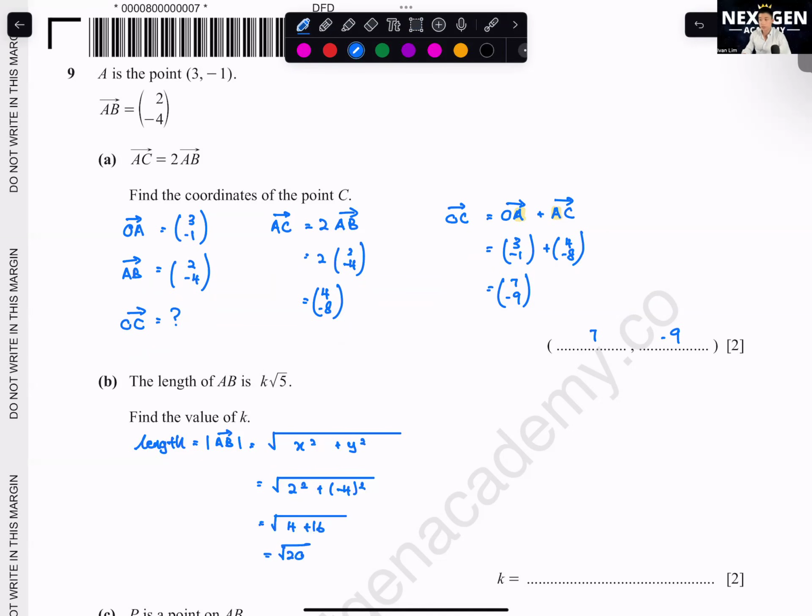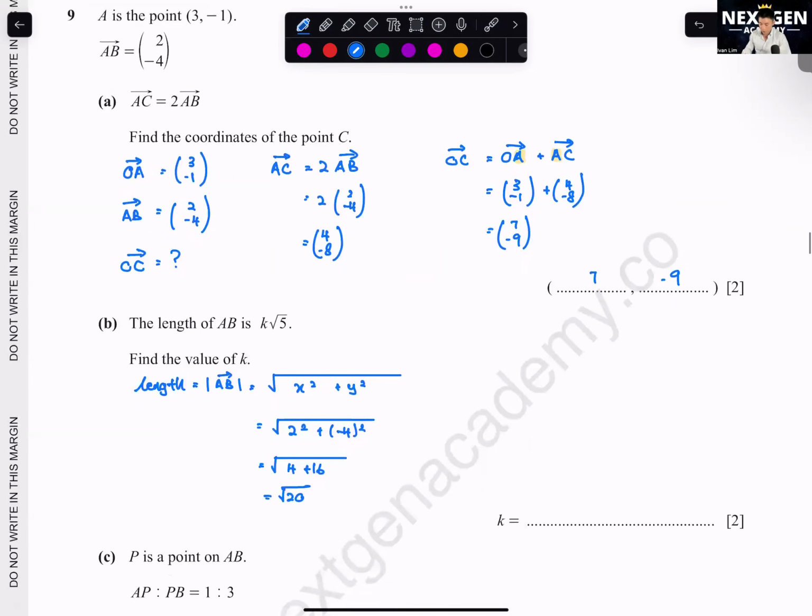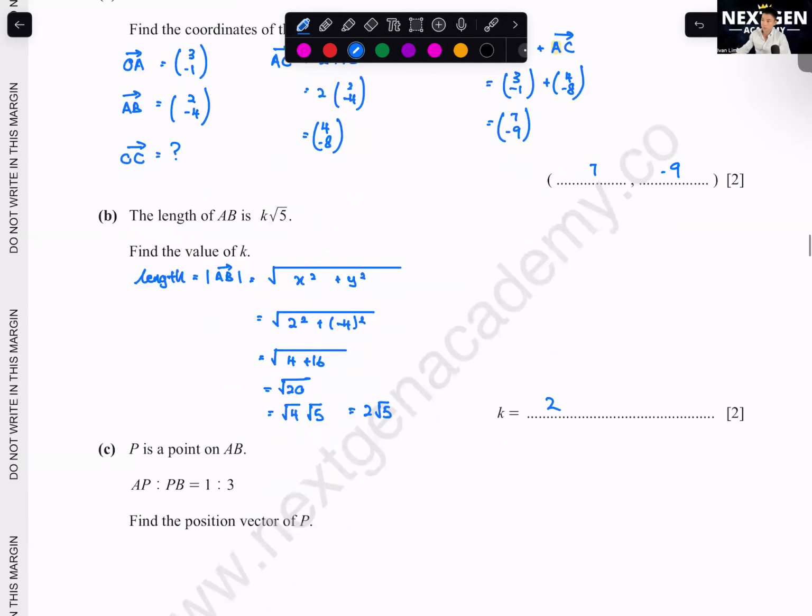For surds, we need to know how to simplify it. We have to check whether inside the value there is a square factor or not. This one can be written as root 4 times root 5, which is 2 root 5. So your answer here, K equals 2.